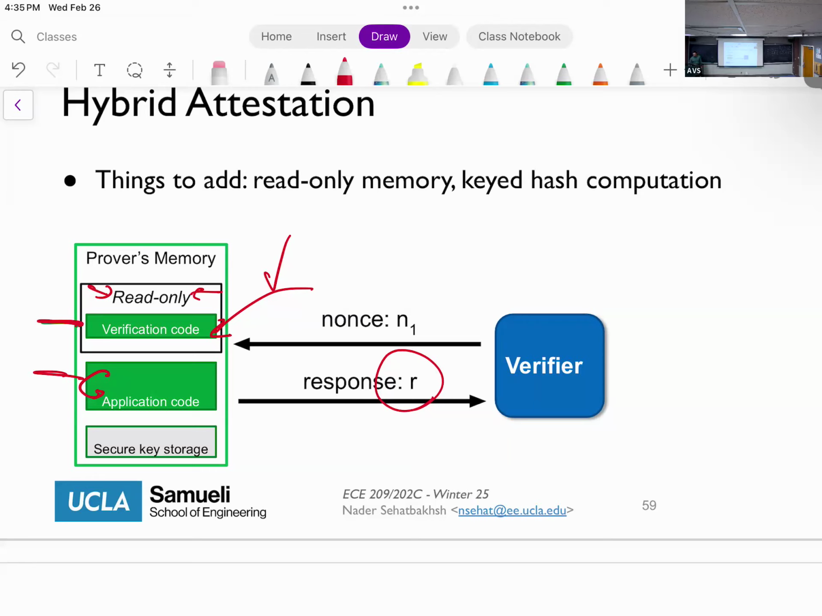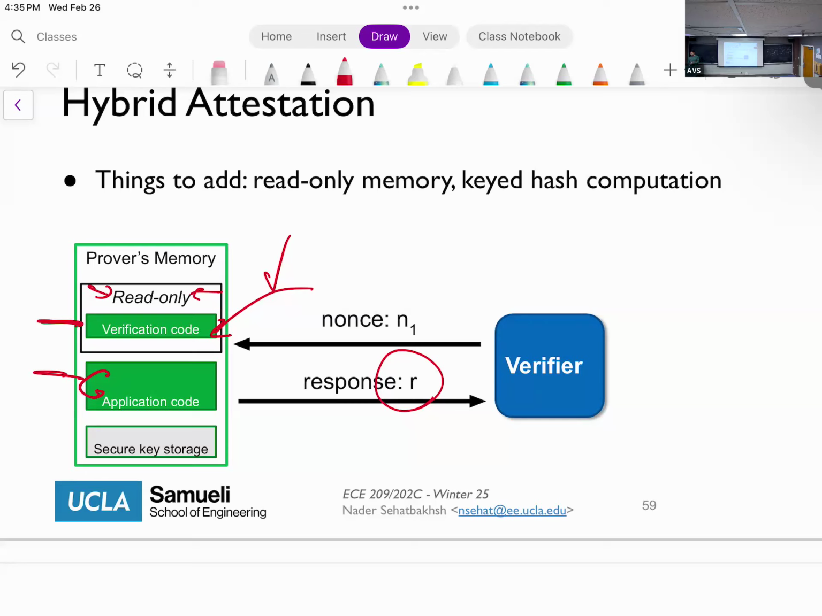So compared to hardware-only attestation, where we put everything in hardware and do everything in hardware, in hybrid attestation we only put a very small piece of code into the hardware. That's our verification code. We make sure that we can run this verification code correctly and securely. The verification code does the rest for us.